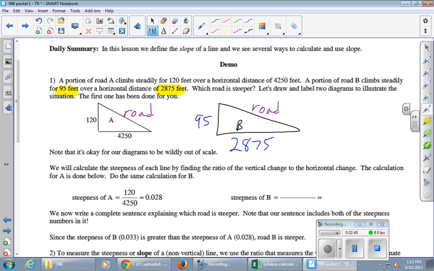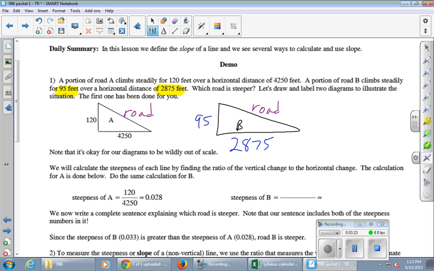For a reason that is not obvious to me, everybody mathematically decides to do the ratio rise over run, vertical over horizontal. So for A, you can see that I've got my 120, that's the vertical, and 4,250 is the horizontal, right? You could totally do the same thing, just flip it over, as long as you're consistent. But you know the word slope already from a previous math class. You know it's the vertical on top and the horizontal on the bottom. So that's what we're doing here. 120 over 4,250, my calculator says, is 0.028.